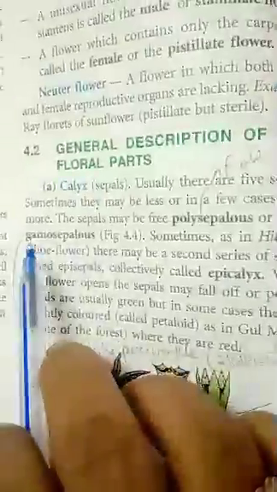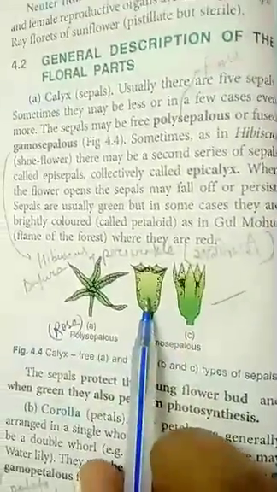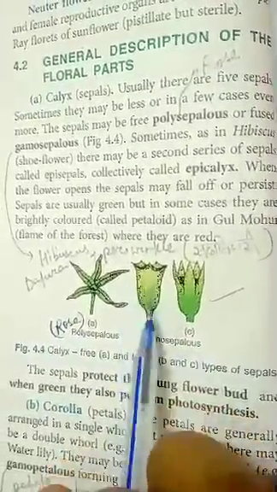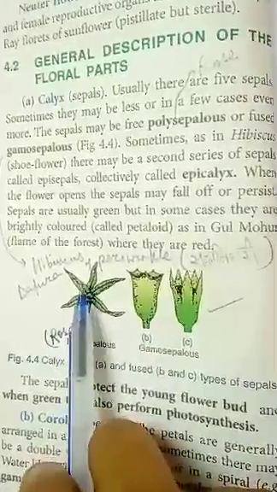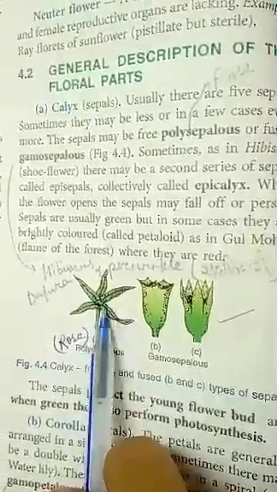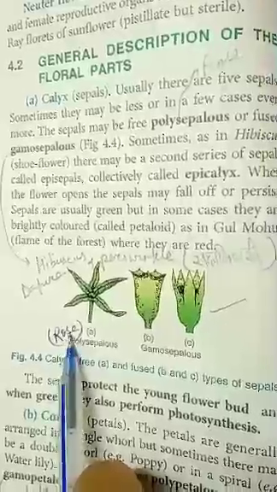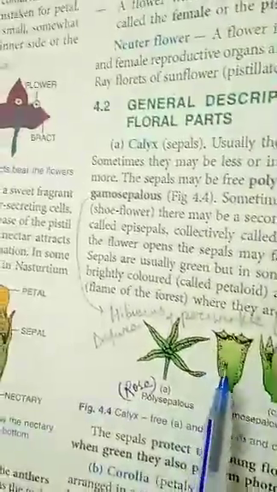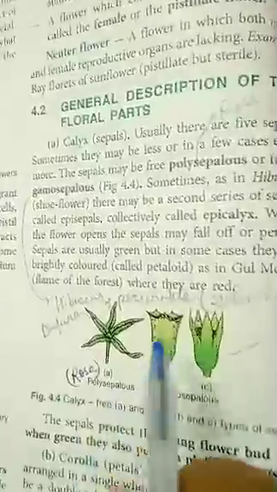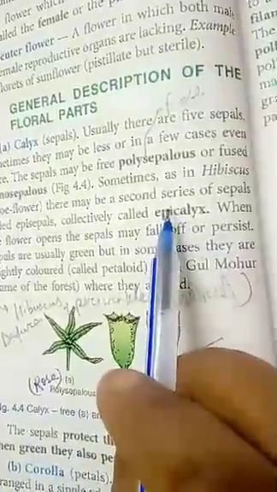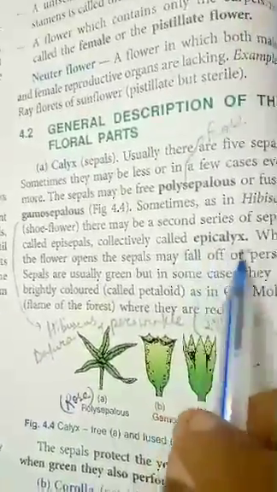You can see two more terms in black, polysepalous and gamosepalous. Gamosepalous is the condition in which sepals are all united. Polysepalous, sepals are free. Examples I have written down here: you see rose, and this is periwinkle. Okay, periwinkle. One more term is here, epicalyx.